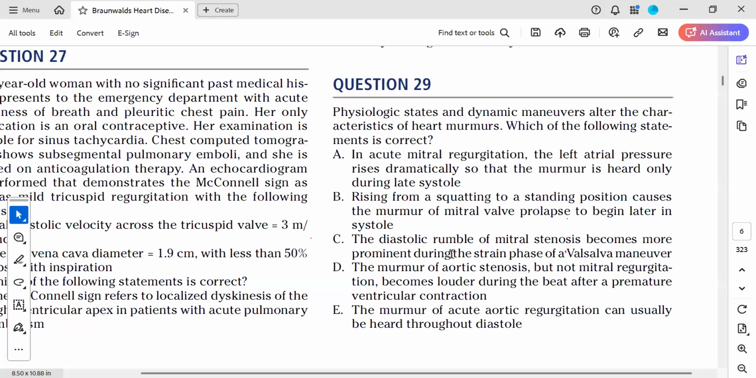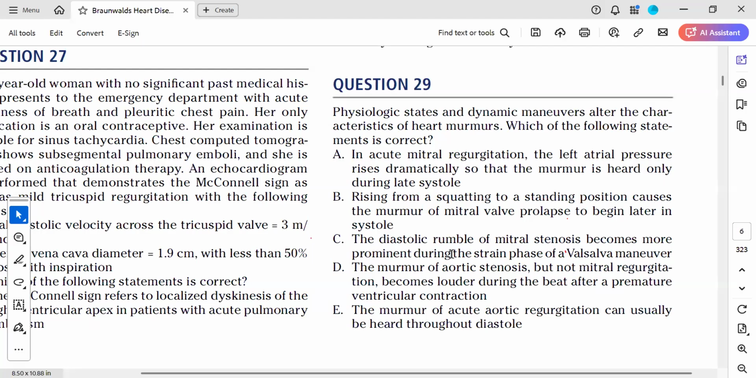The murmur of acute regurgitation can usually be heard throughout diastole. Usually it's an early diastolic murmur, because as the left ventricular end diastolic pressure builds up, it equalizes, and usually the murmur is heard best in the early phase of diastole.